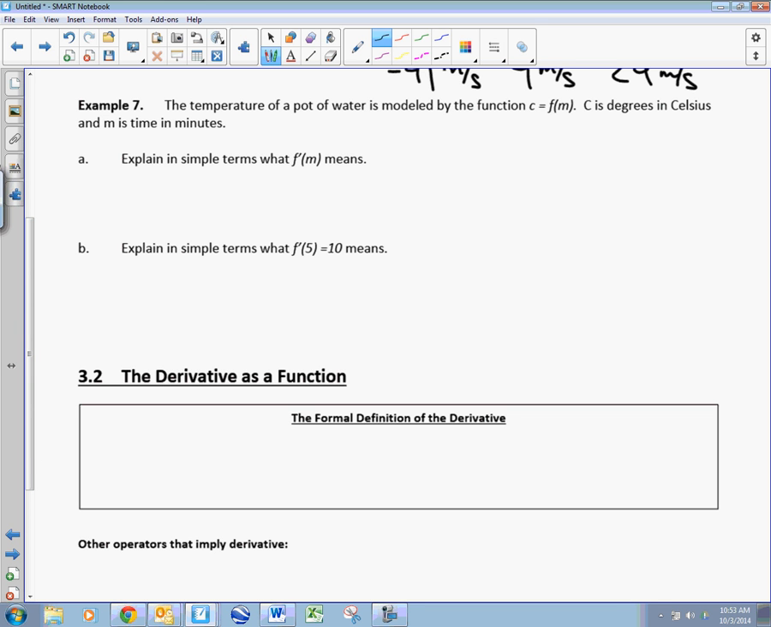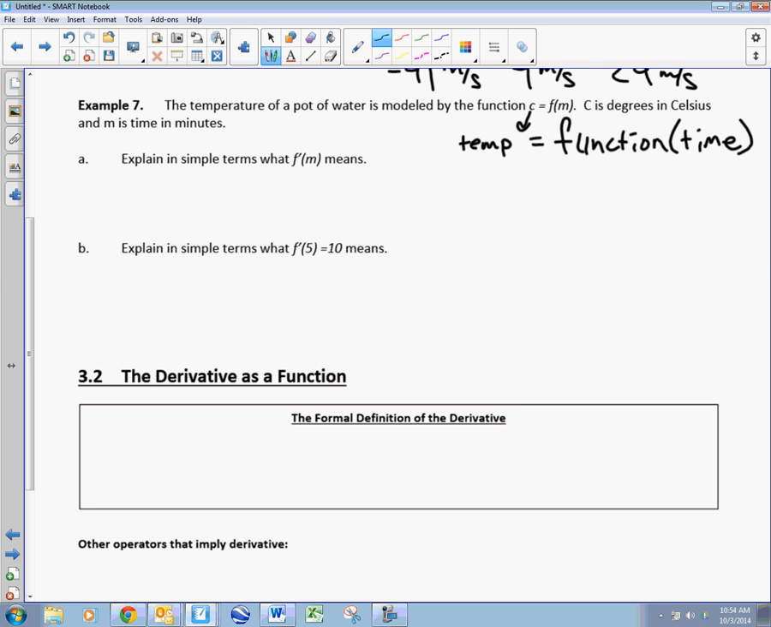Temperature of a pot of water is modeled by the function C equals f of m. C is Celsius. Okay? What does Celsius measure? So this is temperature. So temperature is equal to a function of m. What is a minute measure? Time. It's a function of time. Meaning as time goes on, the temperature changes. Temperature might rise, it might decrease. All sorts of things can happen when you have a pot of water.